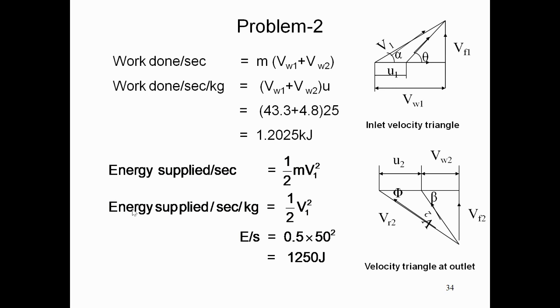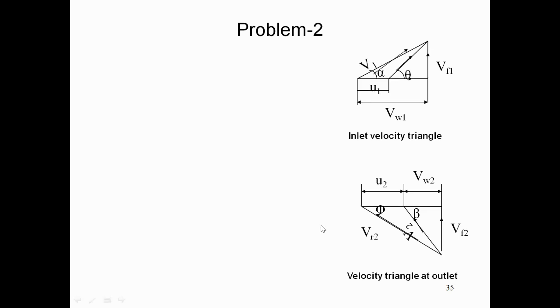Next, energy supplied per second, or energy input per second, is half m v squared. Per kg, energy supplied per second is half v1 squared, which is 0.5 into 50 squared, so we get 1250 joules.